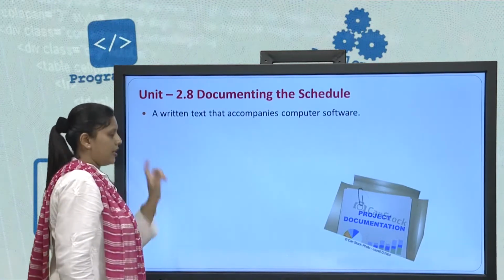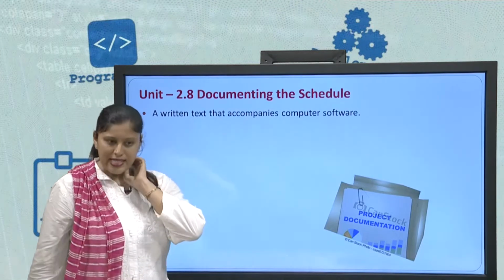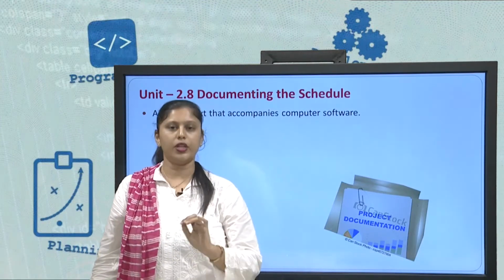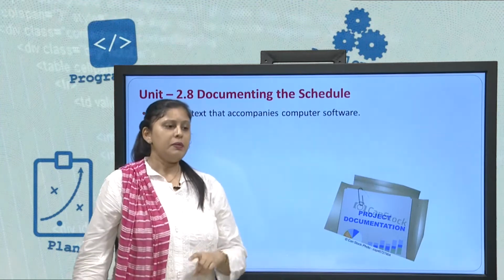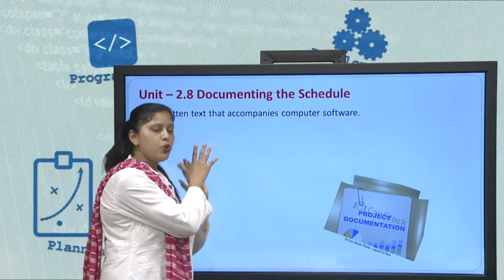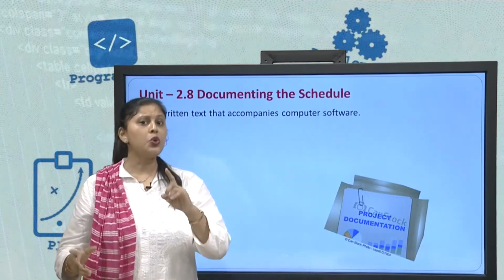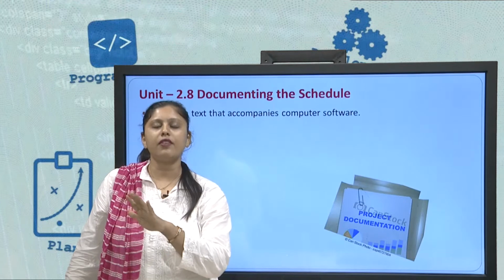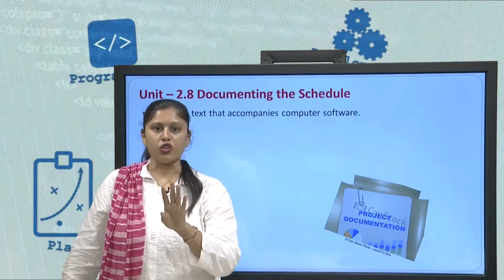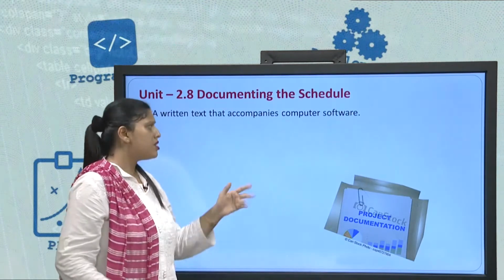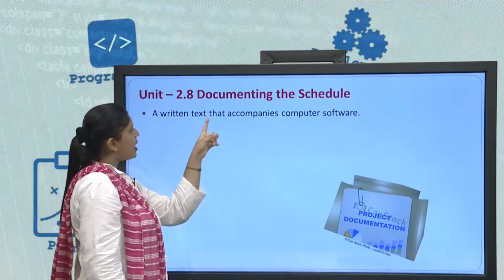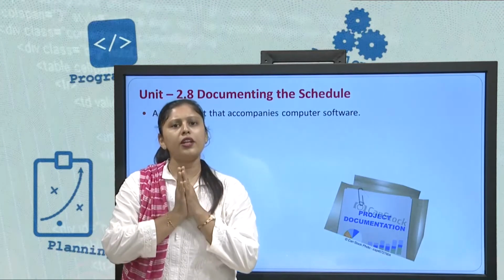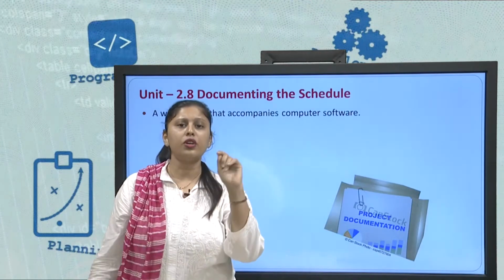Next, as said, FP and LOC is the most important part of your Unit 2, right. Similarly, if you develop some software but you do not document it, then that software has very less value. Now, what is documenting a particular software or a schedule? A written text that accompanies computer software.